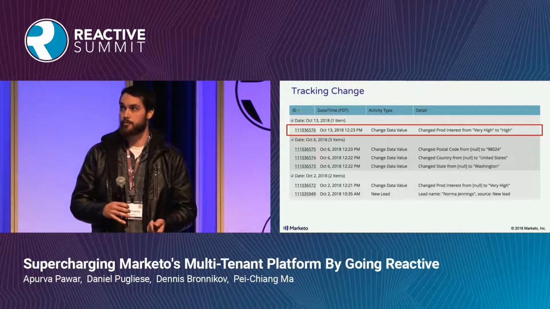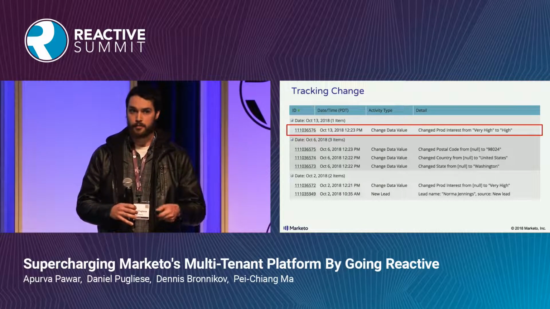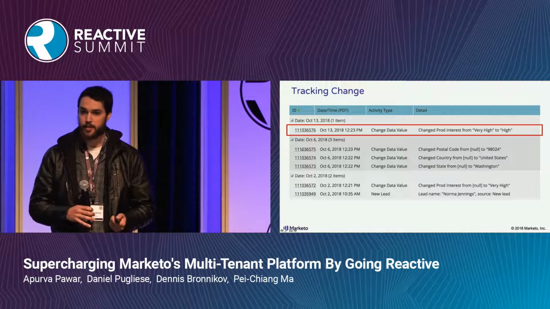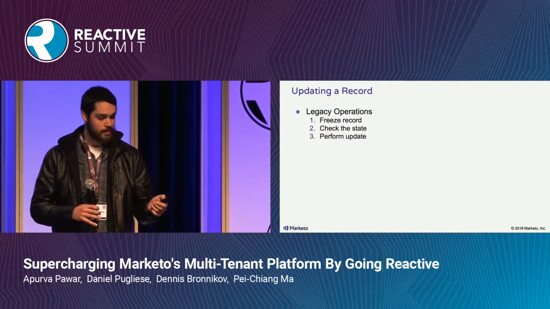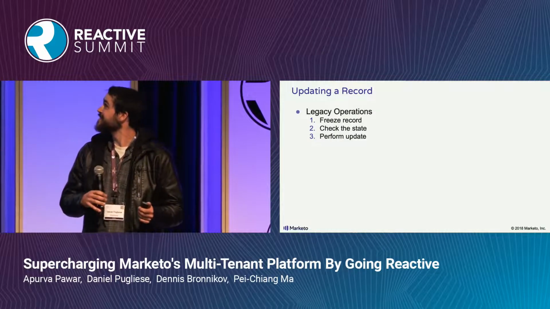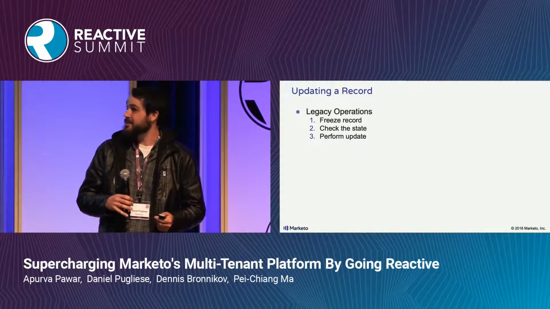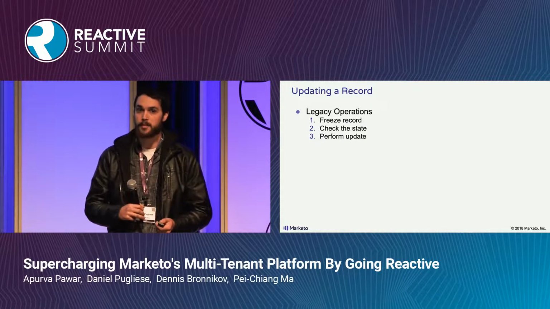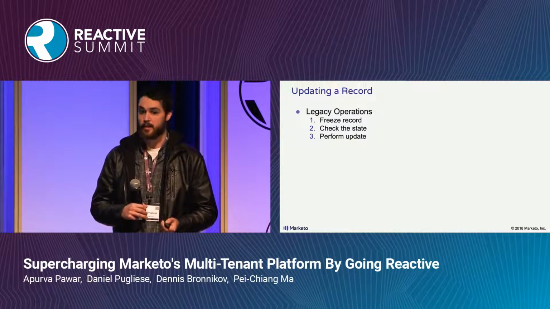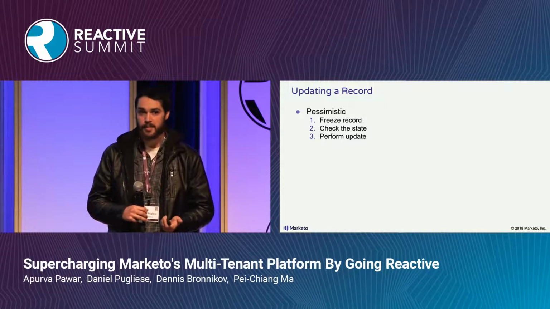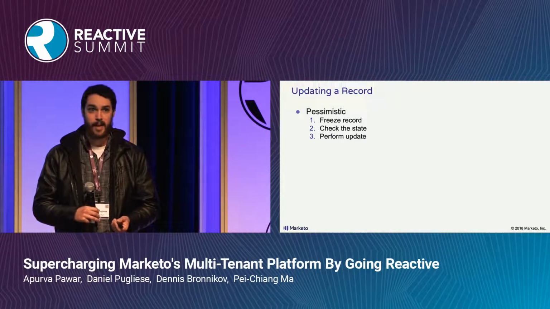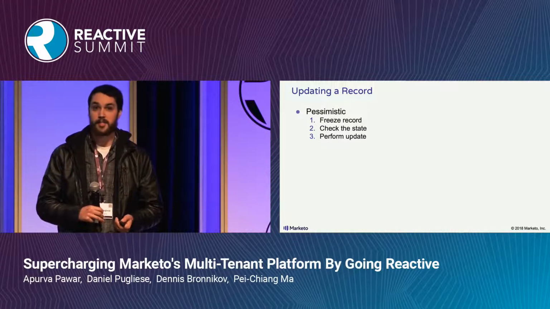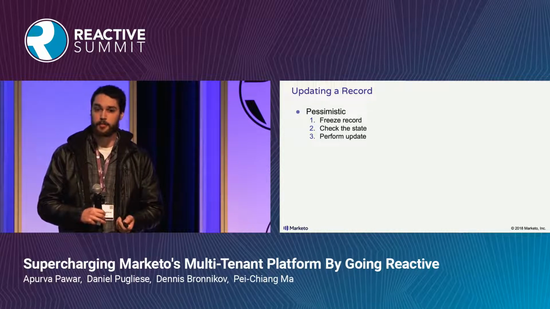And in order to log these activities, we need sort of atomic updates, even when there are concurrent processes running. So our legacy system achieved this by freezing the record, checking the state of it to get the old value for the field we were going to update, and then performing the update and writing to that activity log. This is fine, it works, but it's really a pessimistic approach. And it penalizes any sort of concurrency, even if a different process wants to update a completely different field. If it's the same record, it's frozen until our update goes through.